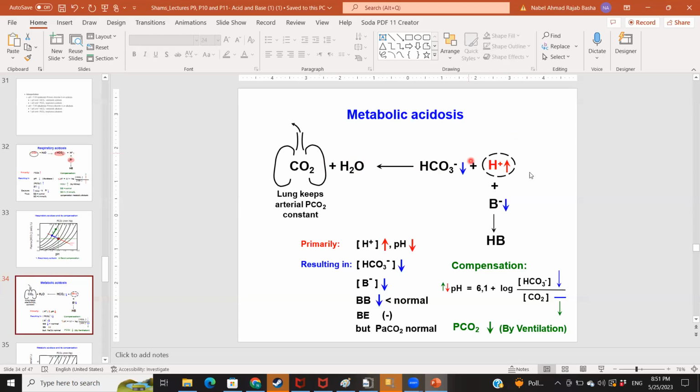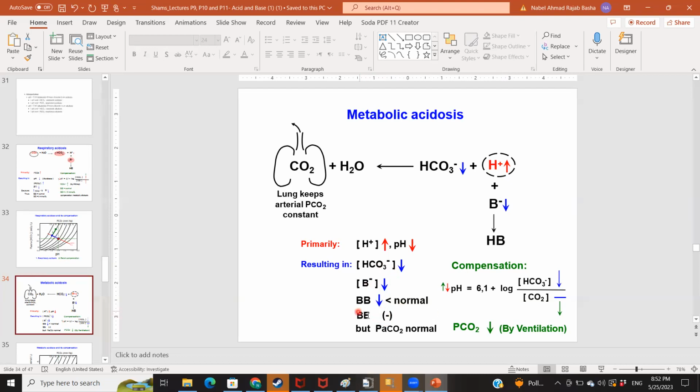And as you can see, if we increase hydrogen, we end up with less bicarbonate and less other bases, because hydrogen will bind to both bicarbonate and other bases and be buffered. So they both decrease. The net result of bases, including bicarbonate and other anions, is going to decrease, and the base buffer is going to be less than normal, or in other words, total amount of bases is less than normal. So the base excess is going to be in minus.